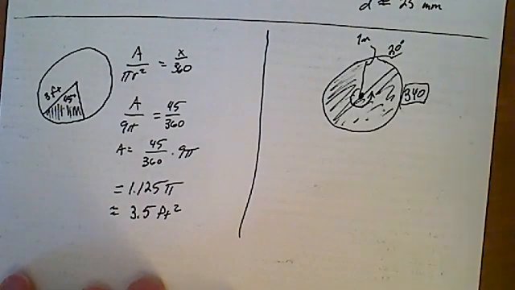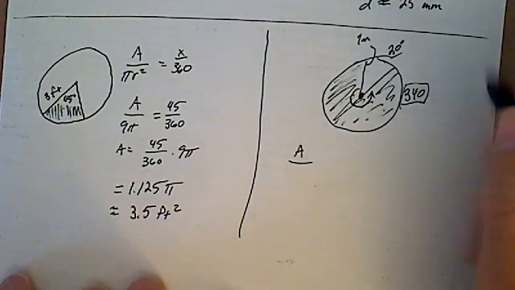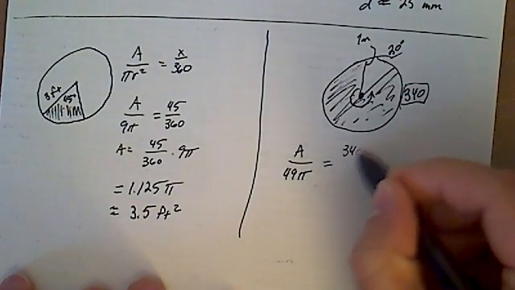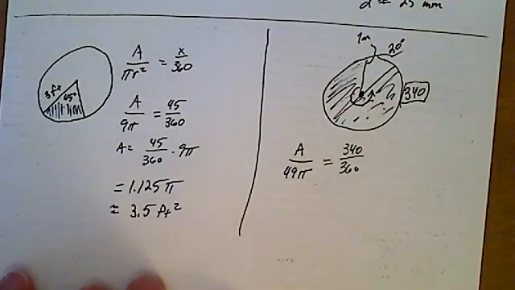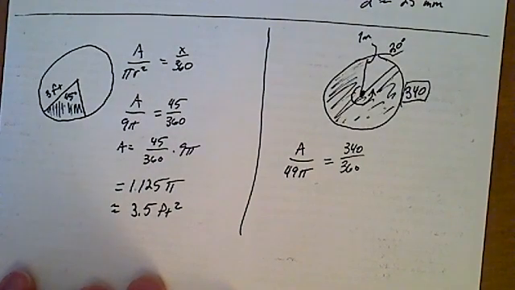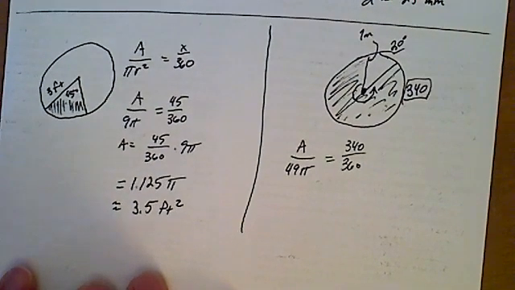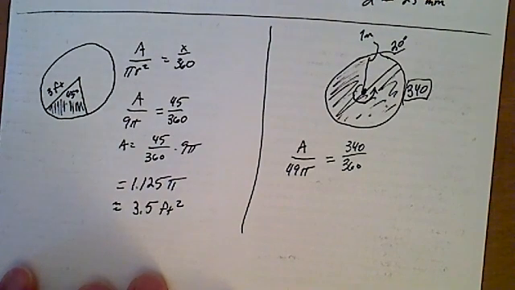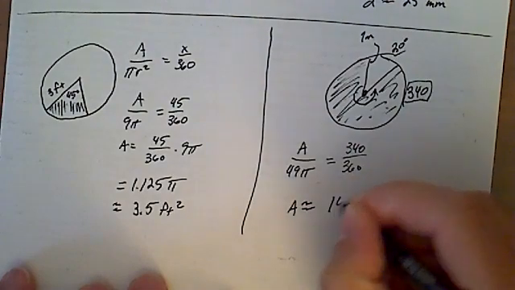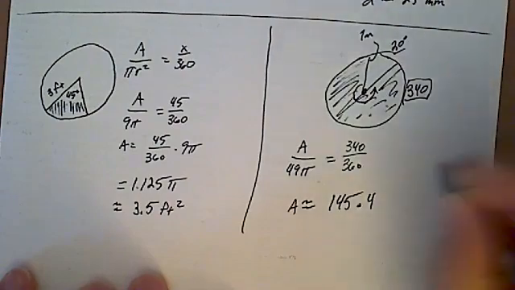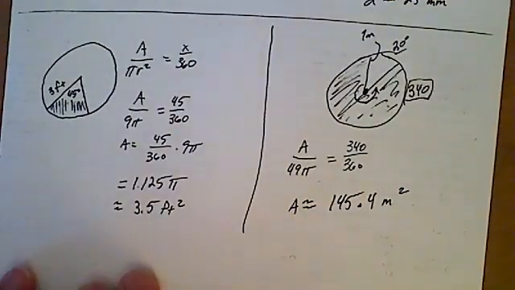the arc measure first. So we have area over pi r squared, that's 49 pi, because r is 7, is 340 over 360. You could simplify this if you want. It's 34 over 36, or 17 over 18, right? And then you're multiplying that by 49 pi. And we should get that the area is about 145.4 meters squared.